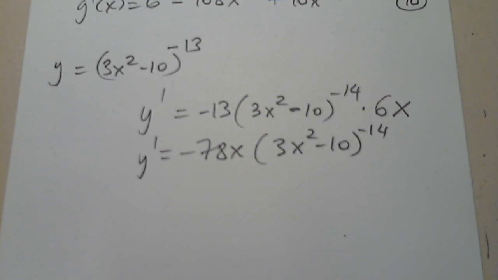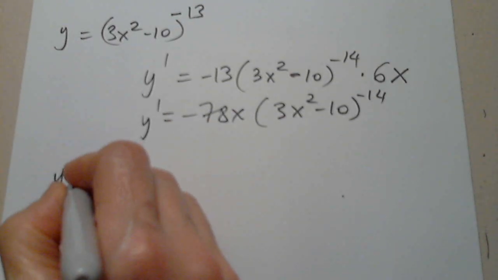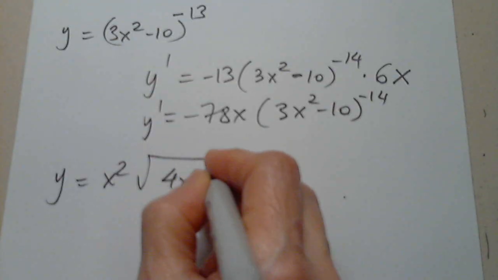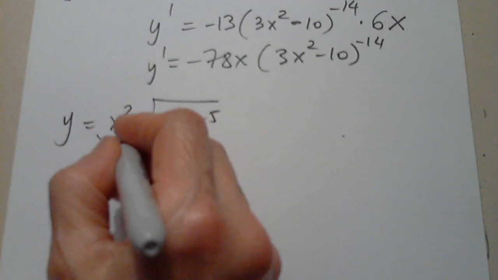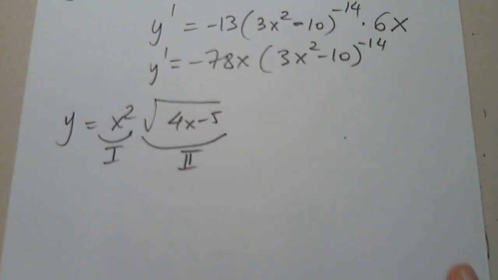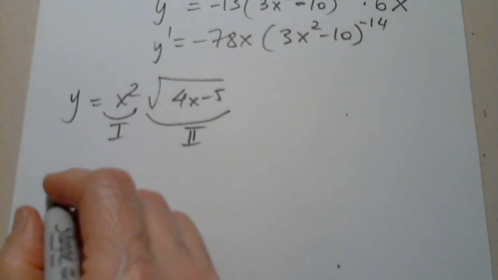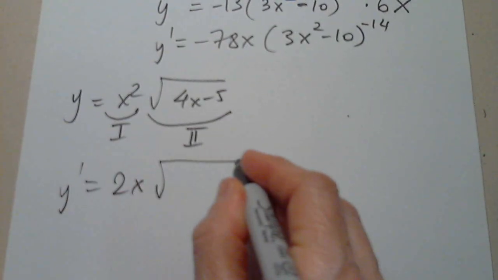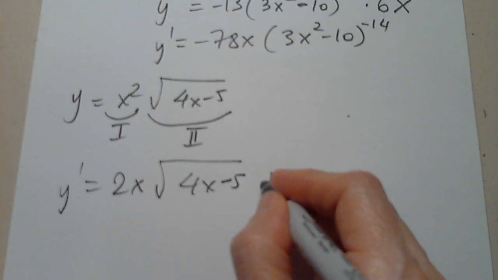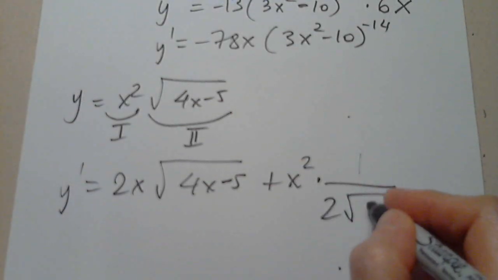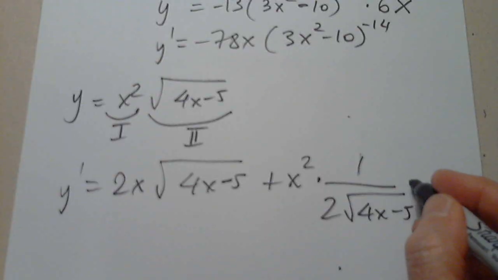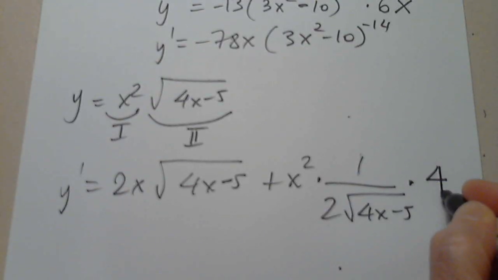Okay, 20. Here I have no choice. I have to use the product rule. This is the first function, and this is the second function. So y prime equals 2x times (4x minus 5) plus x squared times, I have to remember how to differentiate the square root: 1 over 2 the square root times the inner function prime.